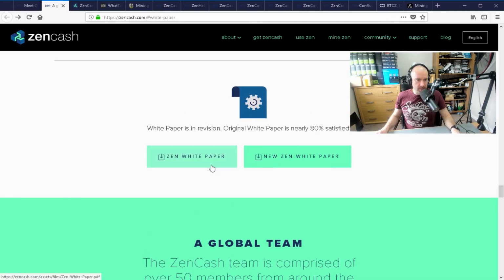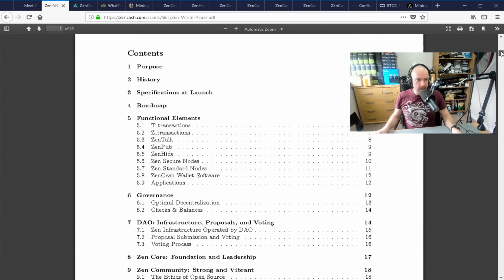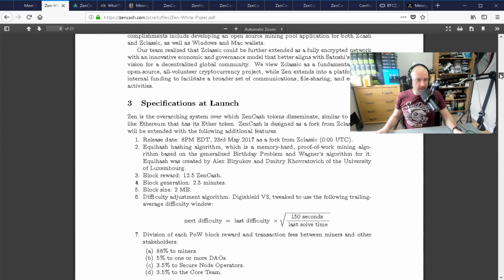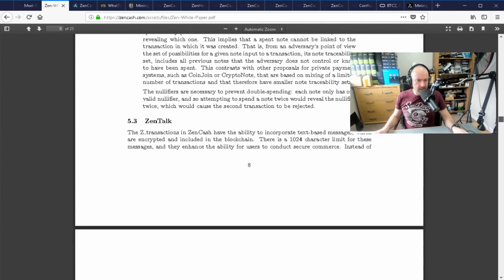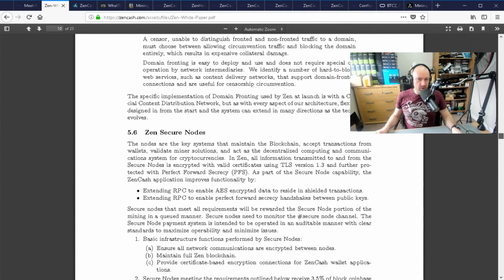So they've got the original white paper here. It talks about the coin. This is from a year ago, May 2017. And it's got the purpose and the history and all that of the coin, what they were planning to do. So that's there. It's not the most colourful. The next white paper is actually a little bit better as far as the way it's presented.